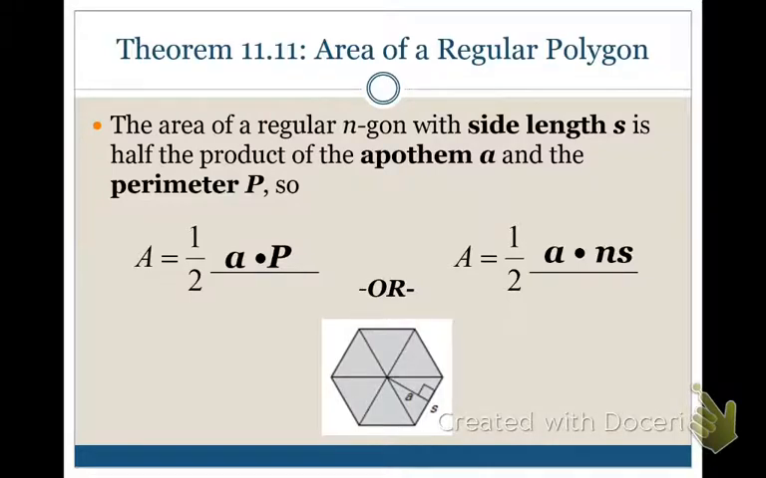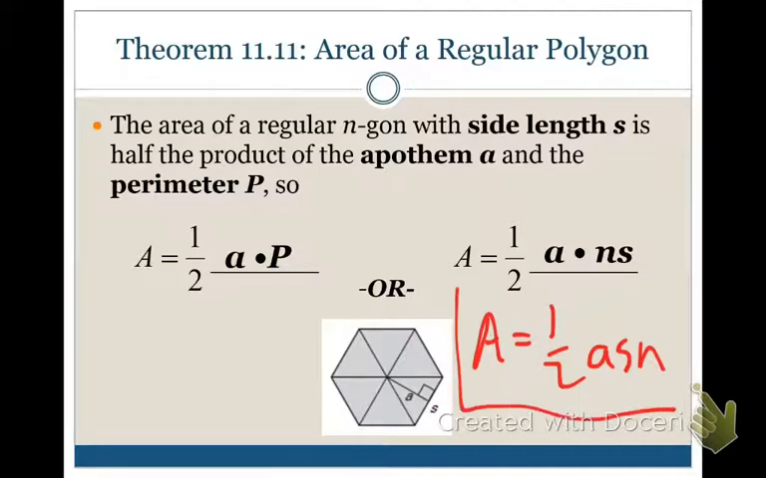Area equals 1/2 ASN. I know it by ASN, so that's what I'll be saying. It's the same thing as ANS, but this is how I am used to it. So rather than learning the perimeter version, learn it this way. Area equals 1/2 ASN.